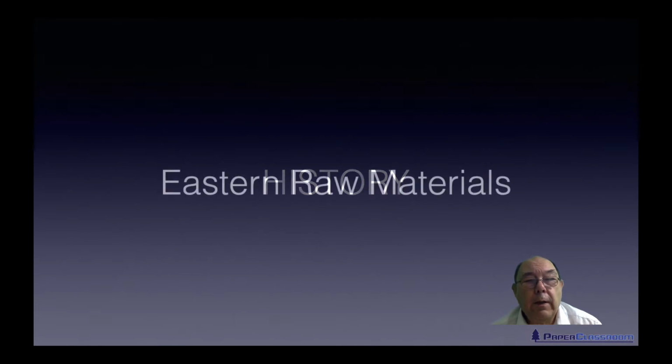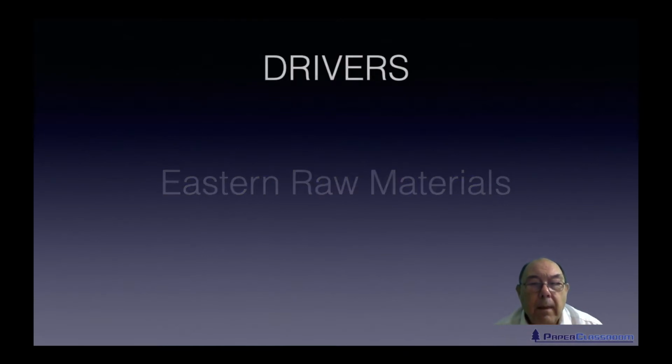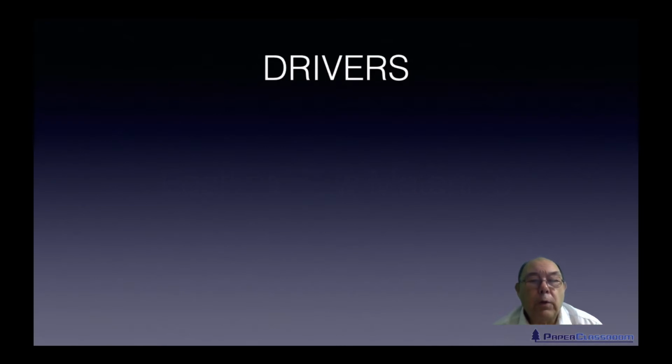In this particular video, we're going to talk about Eastern raw materials. So we're talking about raw materials that were used in the Far East and the Middle East in the early days of papermaking. We're also going to look at why these materials changed, why they started using different materials for making paper.